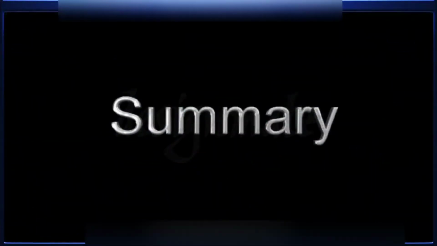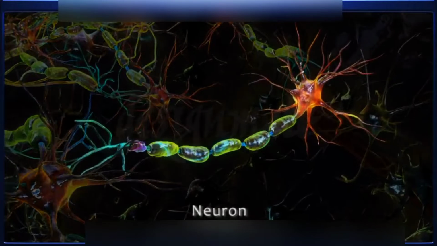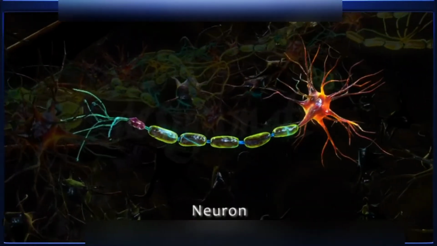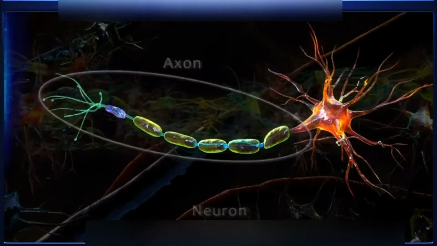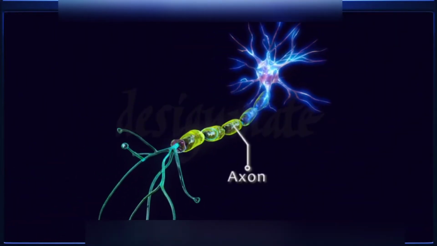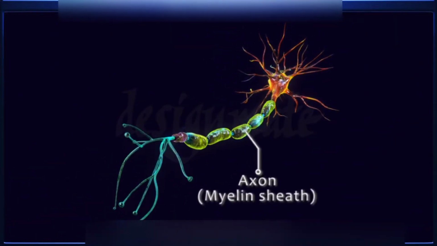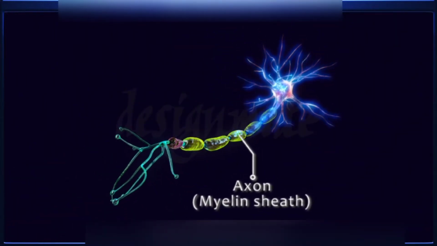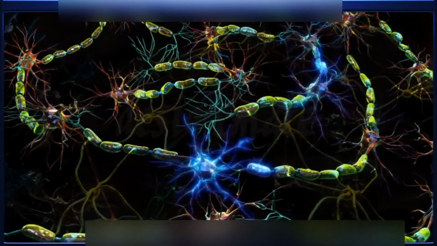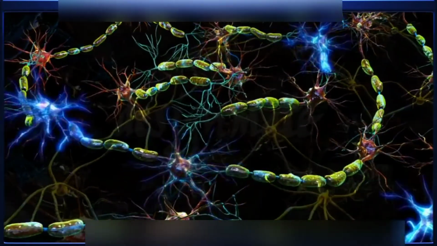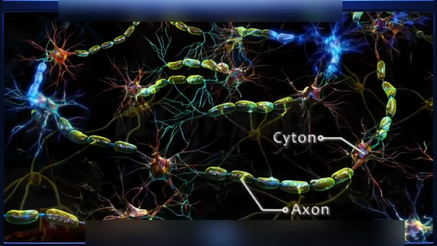A summary will help us remember that a neuron has 3 main parts, namely the dendrites, cyton, and axon. The axon shows a covering known as the myelin sheath, which helps in impulse transmission. The impulse travels through the neuron in one direction only, that is from cyton to the axon.